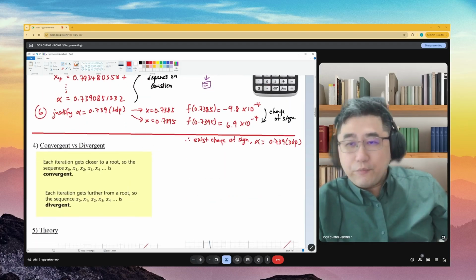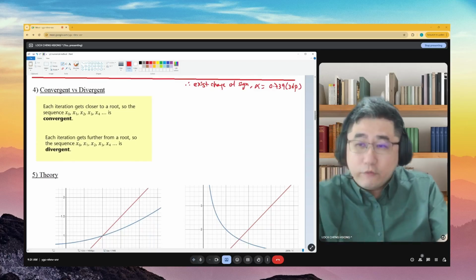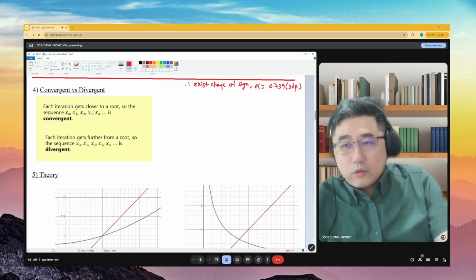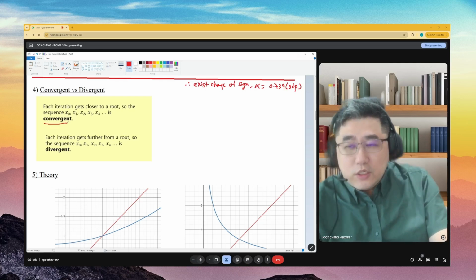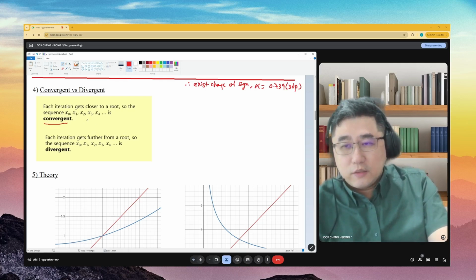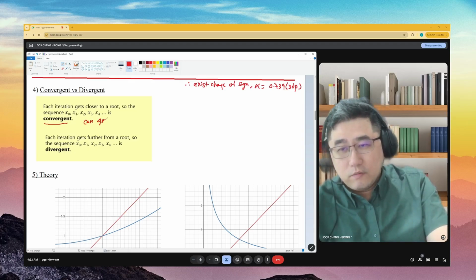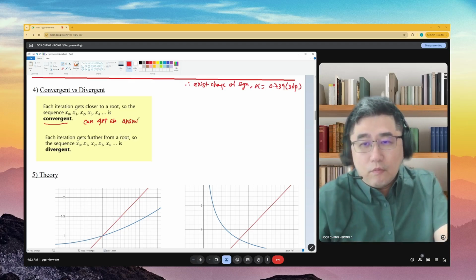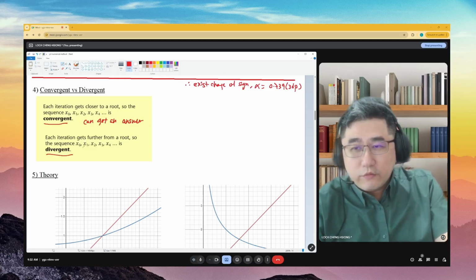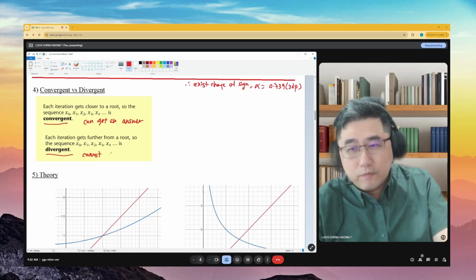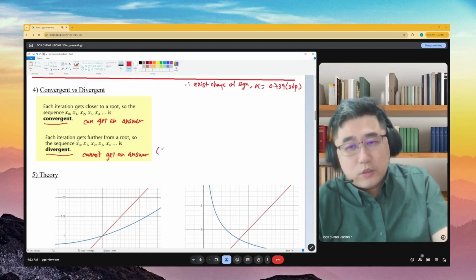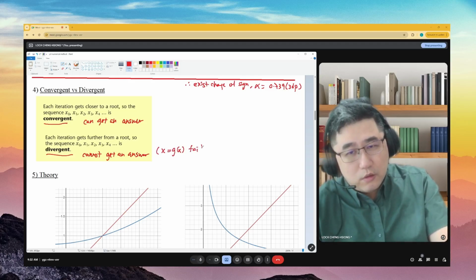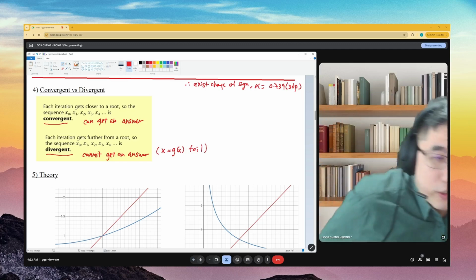So what about the theory? Convergent and divergent. We say the sequence is convergent when you manage to get an answer. We say the sequence is divergent when you cannot get an answer. In other words, that means x equals g(x) fails.